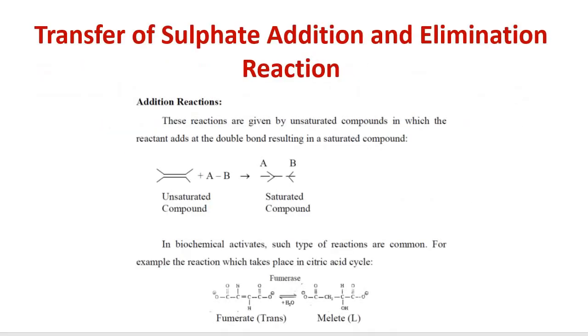So my friends, transfer of phosphate, addition and elimination reactions. You know the addition reaction: a double bond breaks down into a single bond. These reactions are given by unsaturated compounds in which the reactant adds at the double bond, resulting in a saturated compound. Now in biochemical activities, such types of reactions are common. For example, the reaction which takes place in the citric acid cycle, fumarase, you can see the malate. Here what will happen: fumarate, trans, and malate.